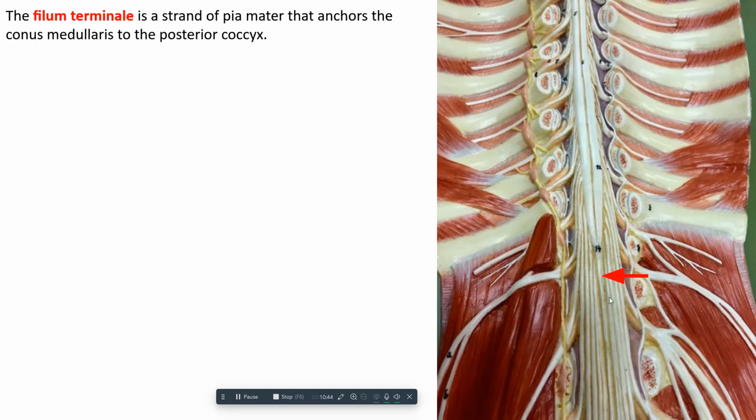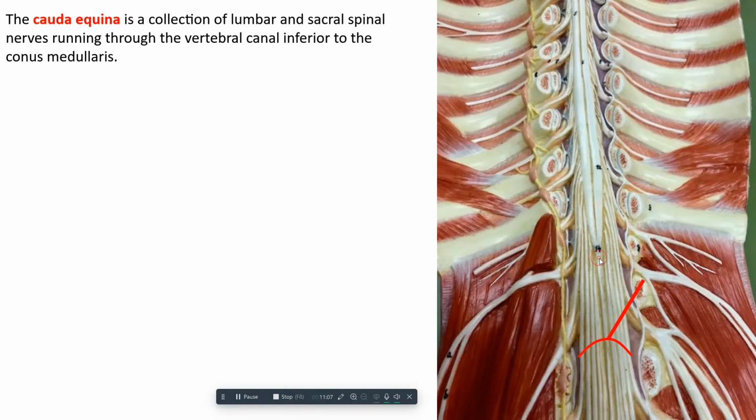Attached to the conus medullaris, you see this line right here? This line, this one structure in the middle of all these things. This is a string of pia mater, and this string of pia mater is called the filum terminale, the string at the end, and is going to come down and anchor the spinal cord to the posterior coccyx. Now that filum terminale is in the middle of a whole collection of spinal nerves.